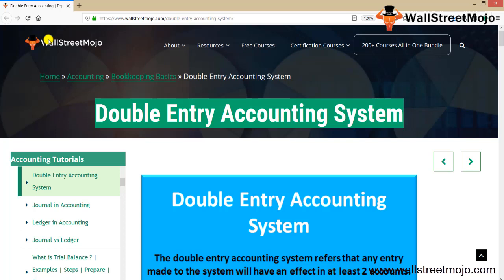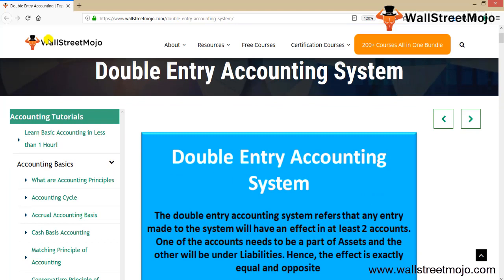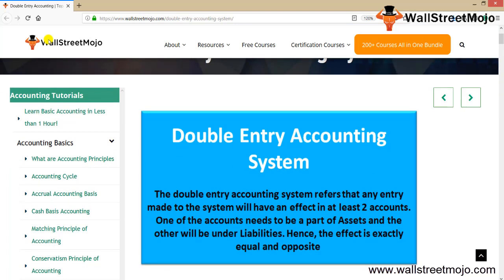Friends, today we're going to learn an accounting concept which is known as the double entry accounting system. This is one of the most crucial and important concepts because it is followed at the global level. The double entry accounting system has a great level of significance while recording your journal entries, based on which your ledgers are prepared, then your trial balance, and then you go for the financial statements.